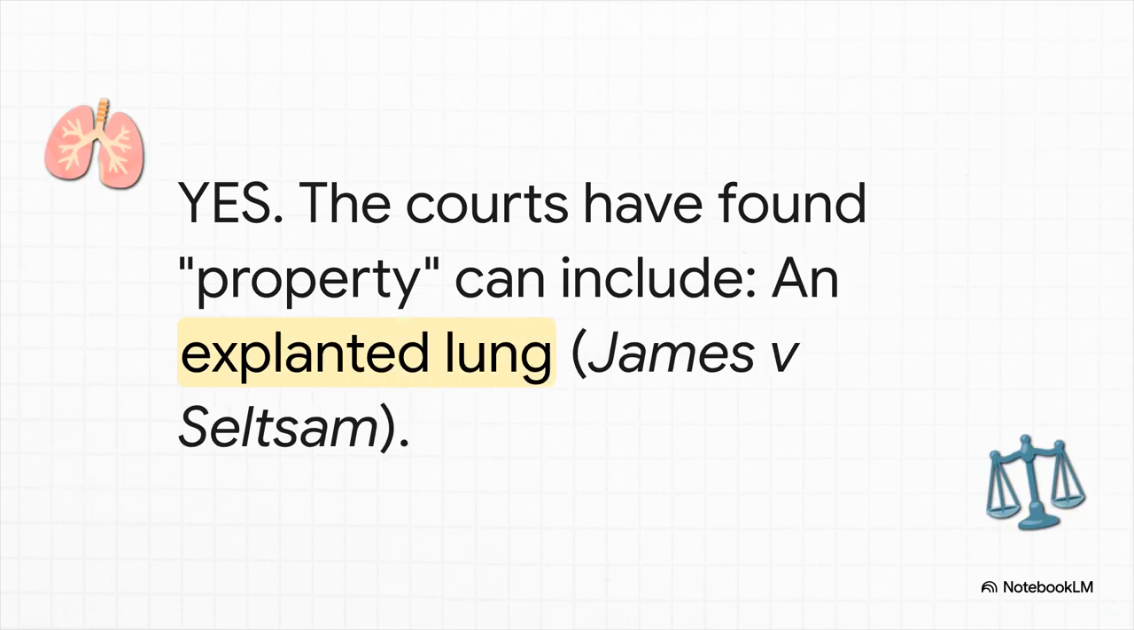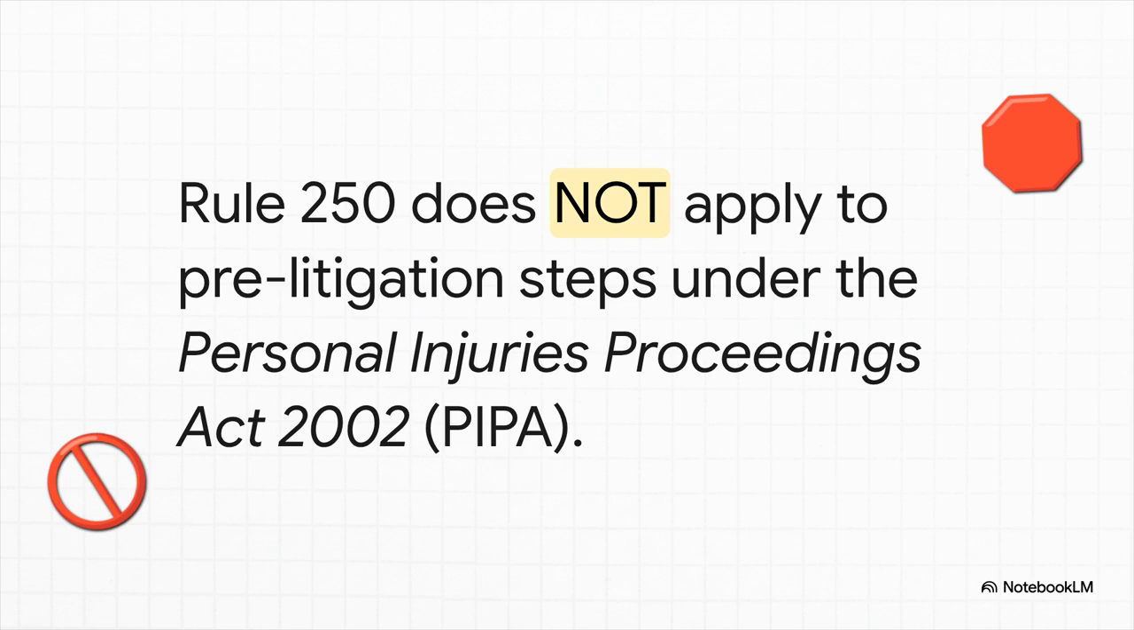In James v. Seltsam, an order was made for the testing of a plaintiff's lung that had been surgically removed. This was in a personal injury case, and the order was made even though the testing might actually destroy the lung. So the big takeaway here is that property is a much, much wider concept than you might think at first. Now, a massive, massive warning.